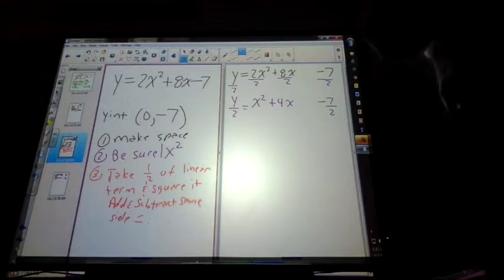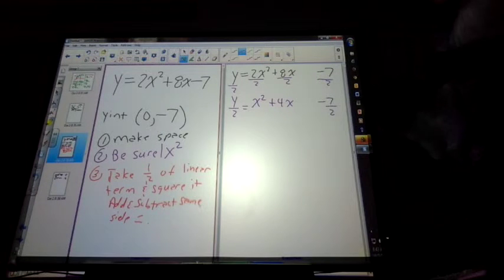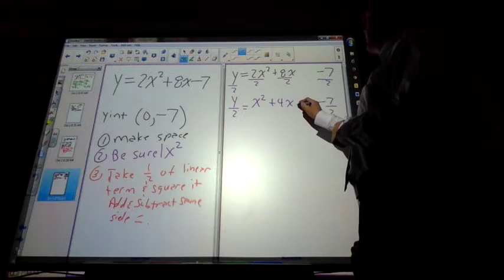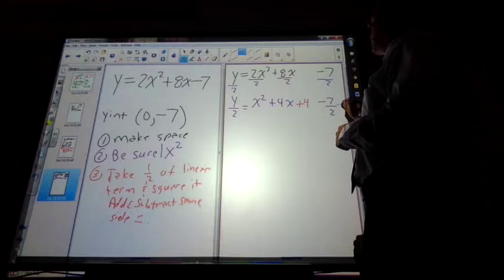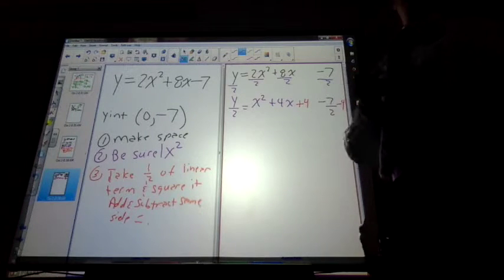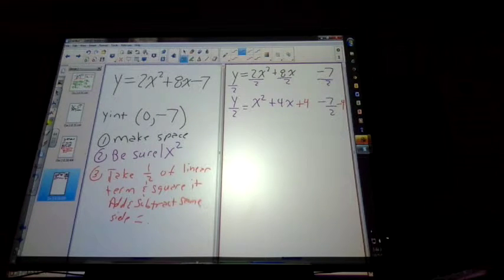Okay, I'm going to take half of my linear term. What's my linear term? 4x, thank you. So I'm going to take half of that. What is half of 4? 2. I'm going to square it. 2 squared is 4. So I'm going to add 4, but I'm also going to subtract 4 from the exact same side.